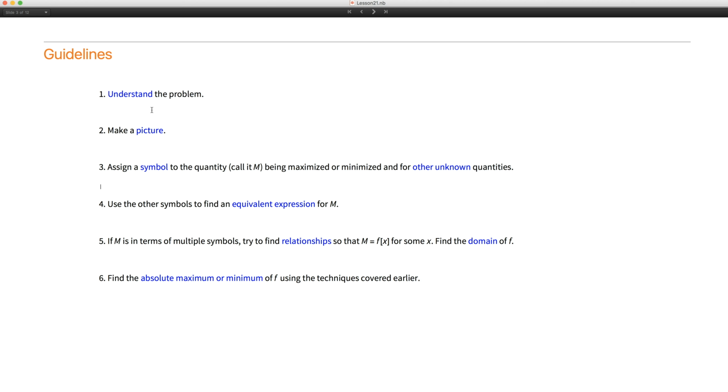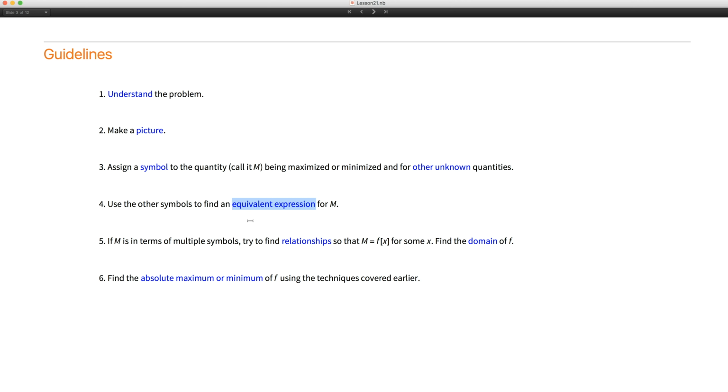Okay, so here are those guidelines. Number one, make sure you understand the problem, perhaps by reading it more than once. Next, make a picture to get an idea of what you need to do in the problem. Next, assign a symbol like capital M to the quantity that is being maximized or minimized, and of course do the same thing for all the other unknown quantities. And now use all the information to set up an expression for M in terms of all the other variables.